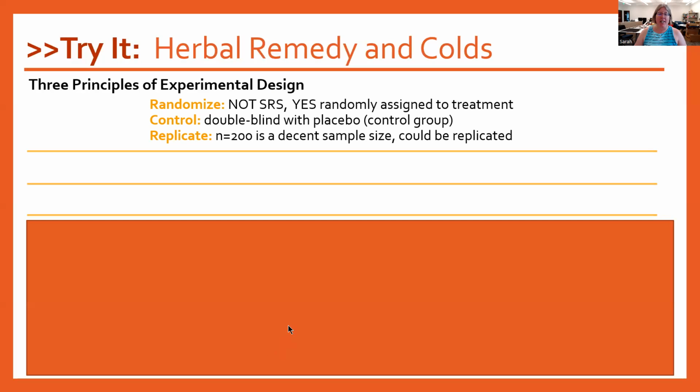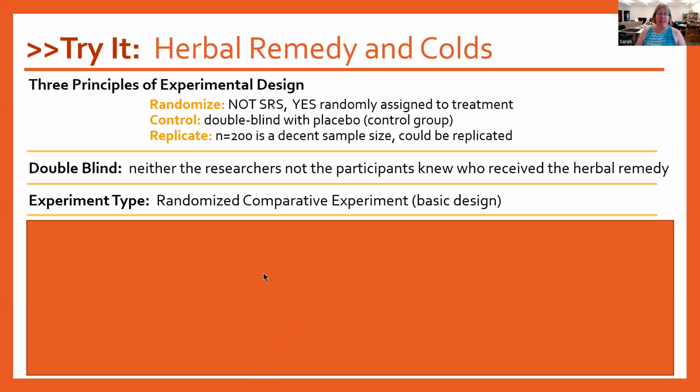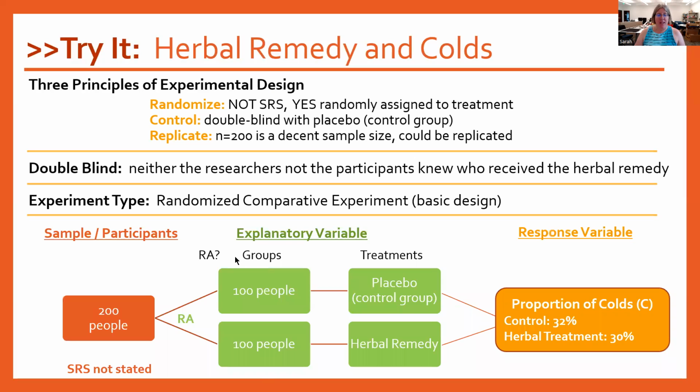Double blind in context of this problem. So that would mean that neither the researchers nor the participants know who got the herbal remedy or who got the placebo. For the type of experiment, this is going to be our basic randomized comparative. And so we'll start with those 200 people, and then we're going to randomly assign them into 2 groups of 100, and one group will get the placebo, and one group gets the herbal remedy. And then our response variable here is going to be the proportion of people who get colds. So proportions are going to be categorical variables.